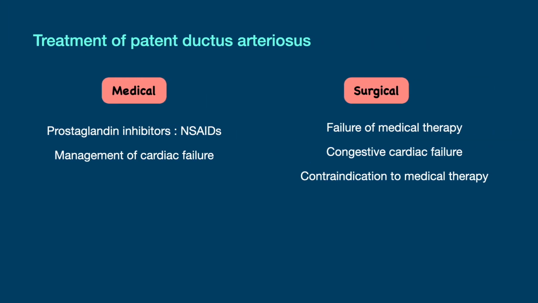The treatment of patent ductus arteriosus can be divided into medical and surgical approaches. Prostaglandin inhibitors like NSAIDs, indomethacin, or ibuprofen can be initiated for ductus arteriosus closure. Management of cardiac failure is key, and agents that can be used are beta blockers, diuretics, and ACE inhibitors. Surgery is done for small infants with large ducts and in cases of failure of medical therapy, severe heart failure, and if there are any contraindications to medical therapy.